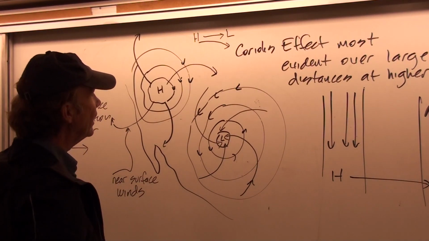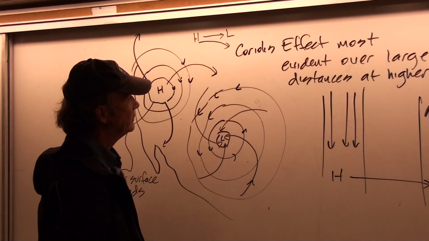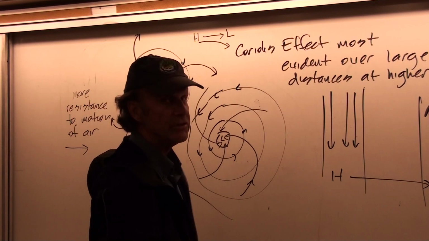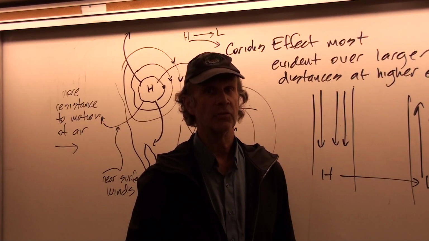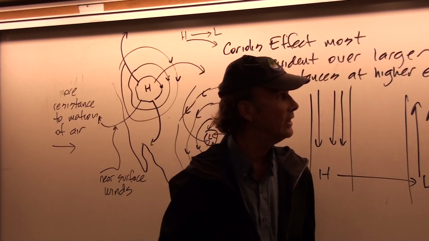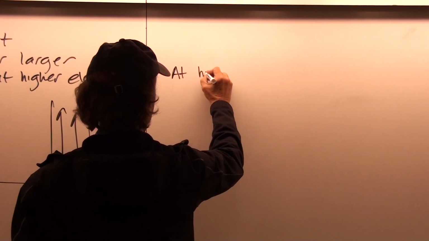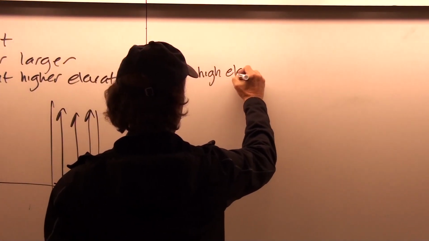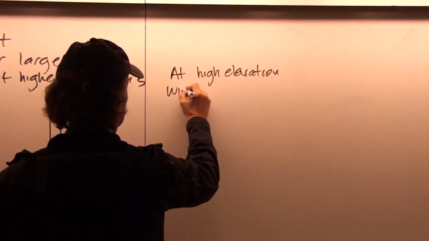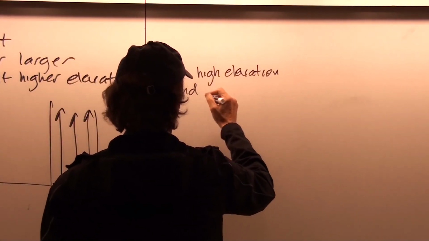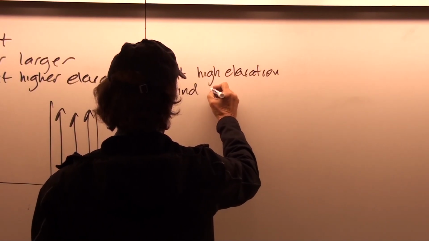However, when you go to altitude, then the sense of the pressure lines is essentially the same as the direction of the winds. And so at high elevation, this is what you would see from a satellite. The wind velocities are parallel to the equal pressure lines.